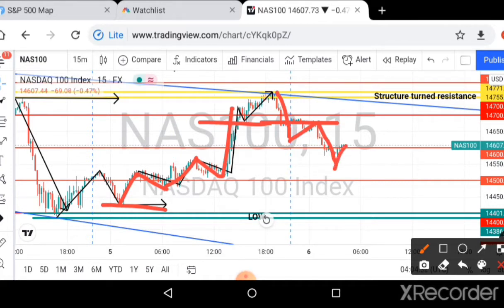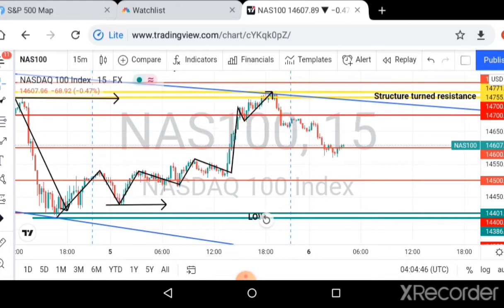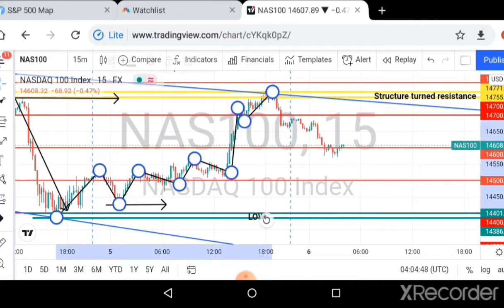Now it's just a correction. After a correction, if it continues to the downside, we should see the market dropping further. But now if it goes above this and breaks this minor structure, it should continue up higher. So what I'm trying to emphasize here is that structure can apply in any time frame, smaller time frames too.